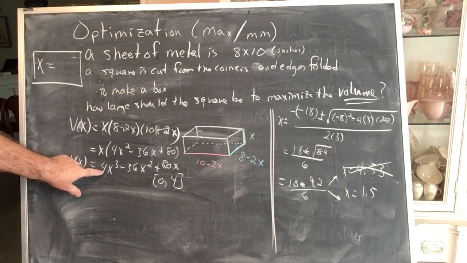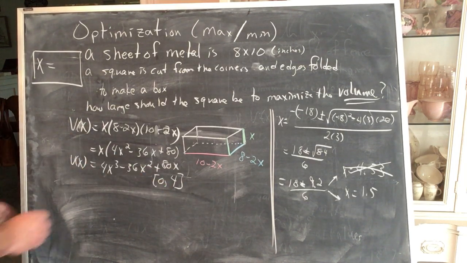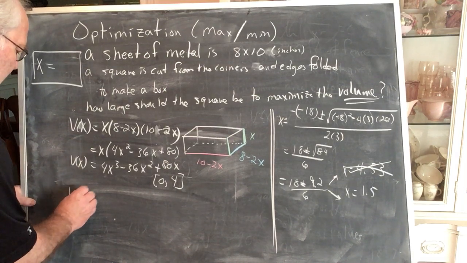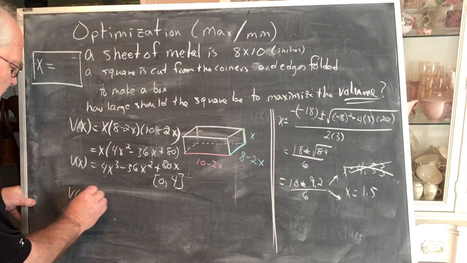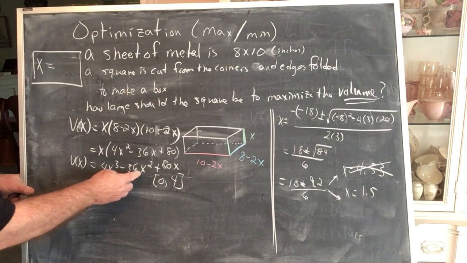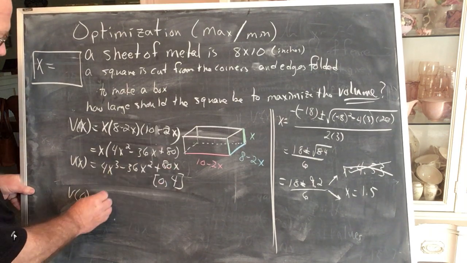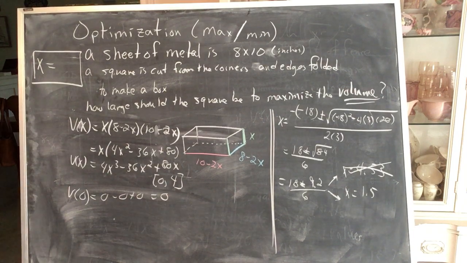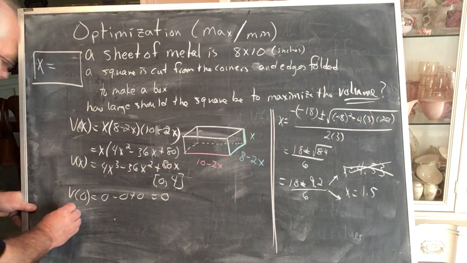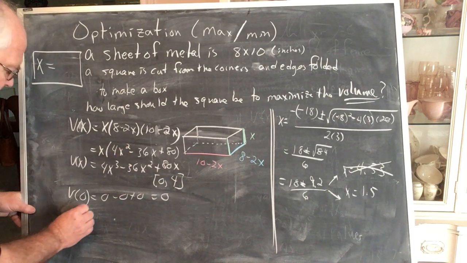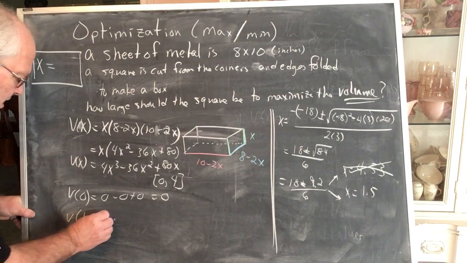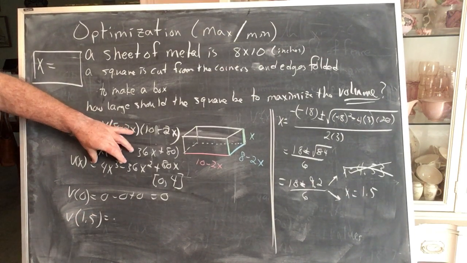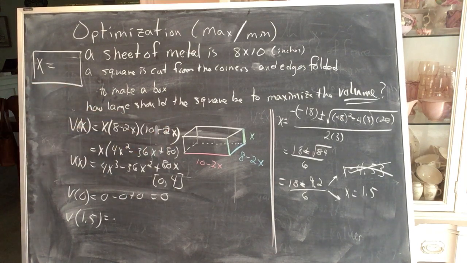So here's the original function. I need v of 0. Well, that's not very hard. 0 to the third plus 0 squared plus 0. And that's likely not going to be our maximum. We have volume at 1.5. All right, so we plug 1.5 into this original volume equation.